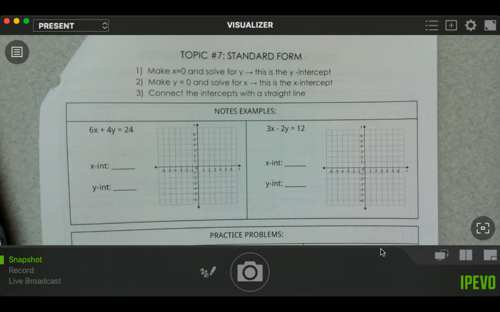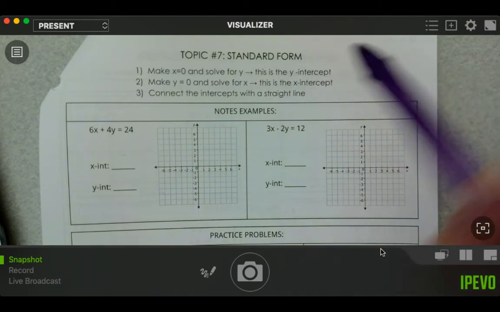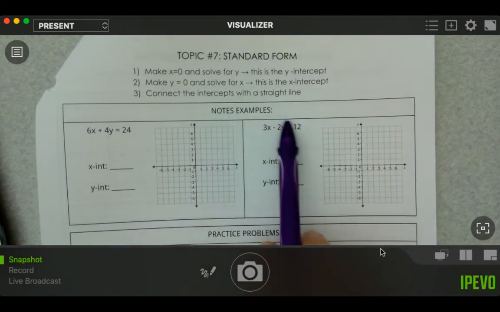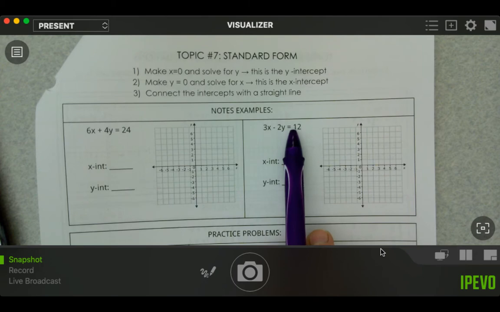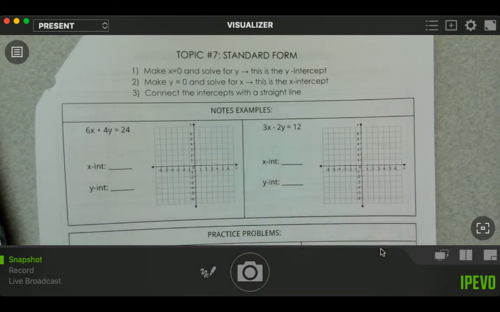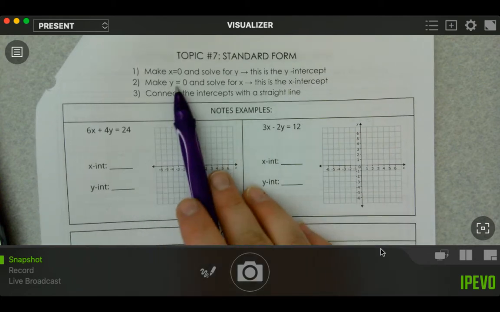In this section, we're going to be talking about standard form. So if you look at all of these equations of the lines, you'll notice that they aren't in y equals mx plus b form anymore. So we have to find another alternative way of graphing the line. Here's what we're going to do.